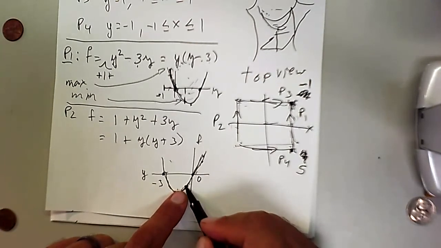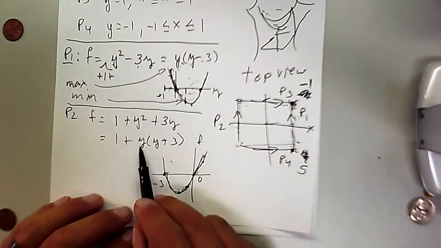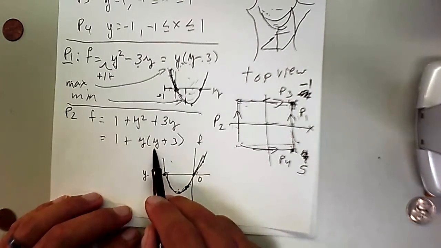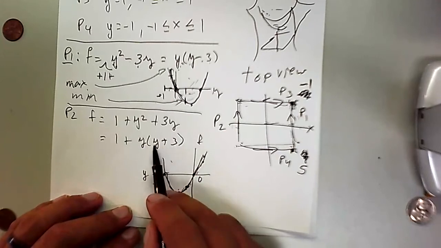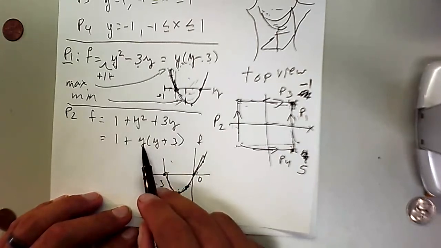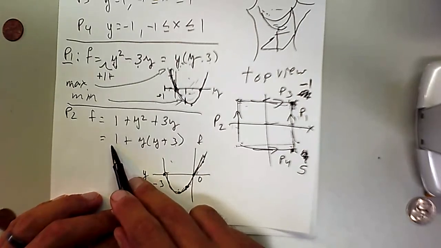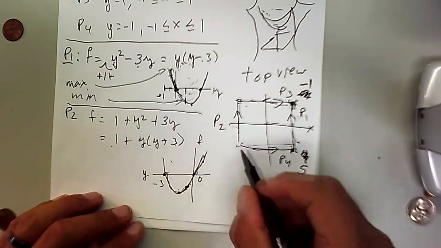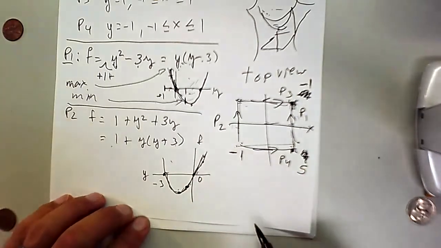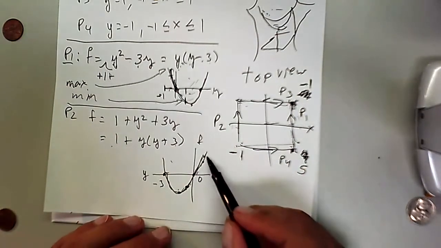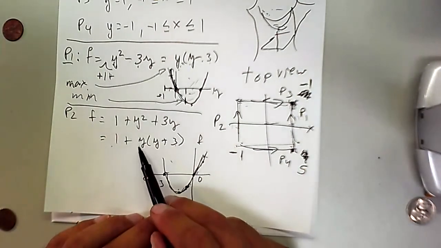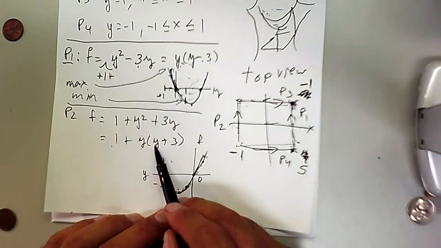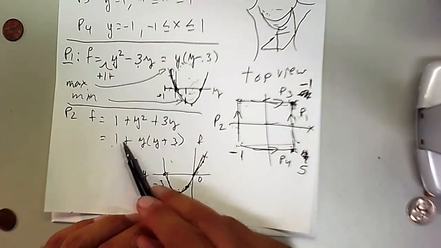So at -1, we will have -1 times -1 plus 3. So that is 2 times -1. That is -2 plus 1 is -1. And that happens here, -1. And we're going to have a maximum when y is 1. 1 times 1 plus 3 is 4, plus the 1 is 5.